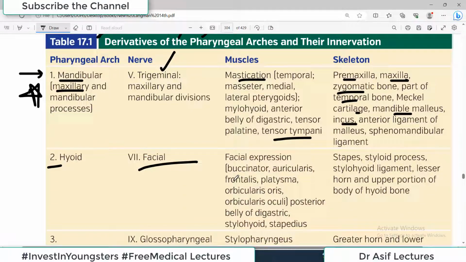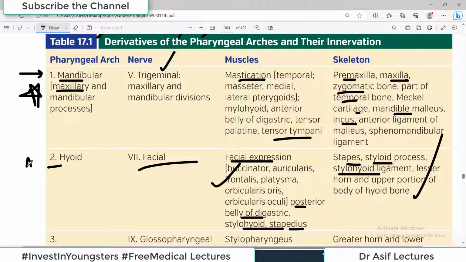The muscles which are derived from the second arch are facial expression के muscles. Posterior belly of digastric, stylohyoid से. अब face की anatomy मैंने already पढ़ाई हुई है, तो आपको पता है कि जो facial muscles हैं expression के वो कौन से हैं. So orbicularis oculi, for example, orbicularis oris, platysma, these are all the facial expression muscles. Skeletal component कौन सा derive होता है from the second pharyngeal arch? Stapes, styloid process, stylohyoid ligament, all these structures.